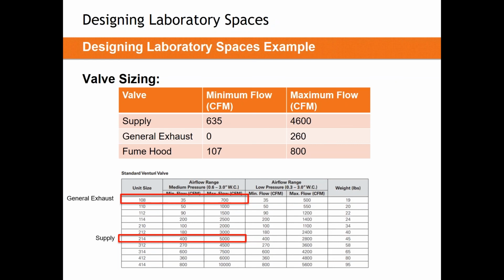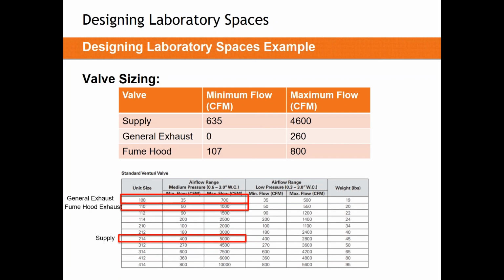Our general exhaust is best served by a single body size 8 medium pressure Venturi valve. Look at that valve, however. The minimum on it is not 0, it's 35. We could serve this lab with an actual shutoff valve, but that might add some complexities to our sequencing. You'd be best off using a standard body Venturi valve, which has a minimum of 35. This will affect our balancing table that we showed before. We're going to come back to that.